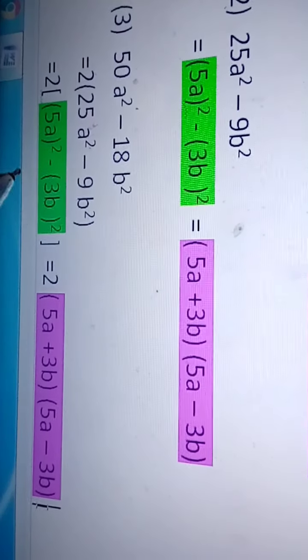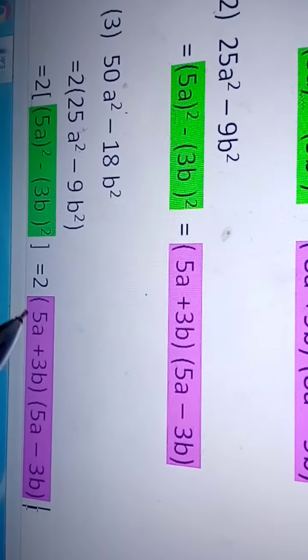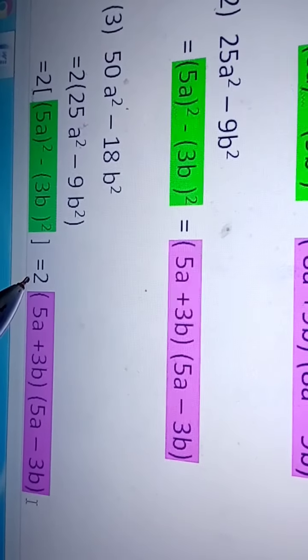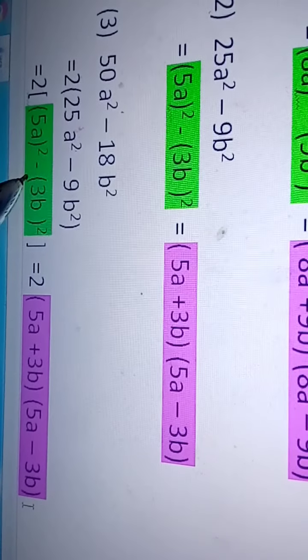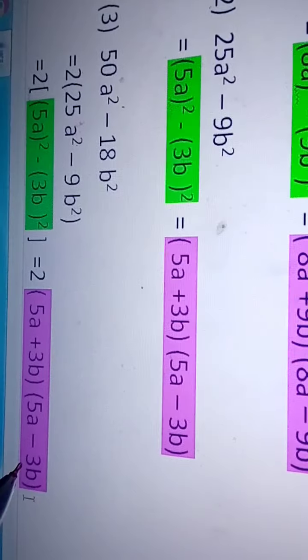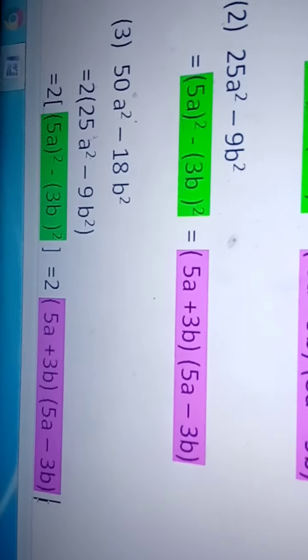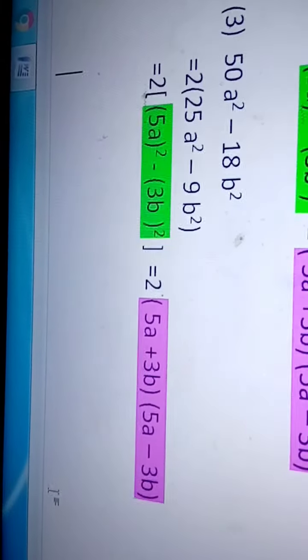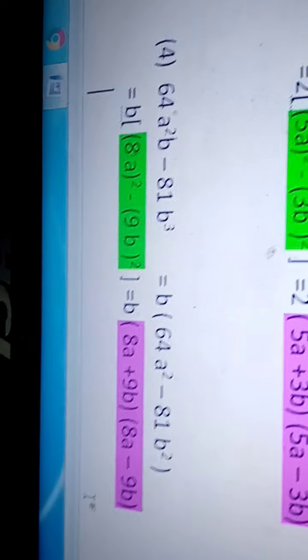Now 2 is also a factor, so it will also be written. This is a square minus b square. Now (a plus b) into (a minus b). Fine. Let us see another example.